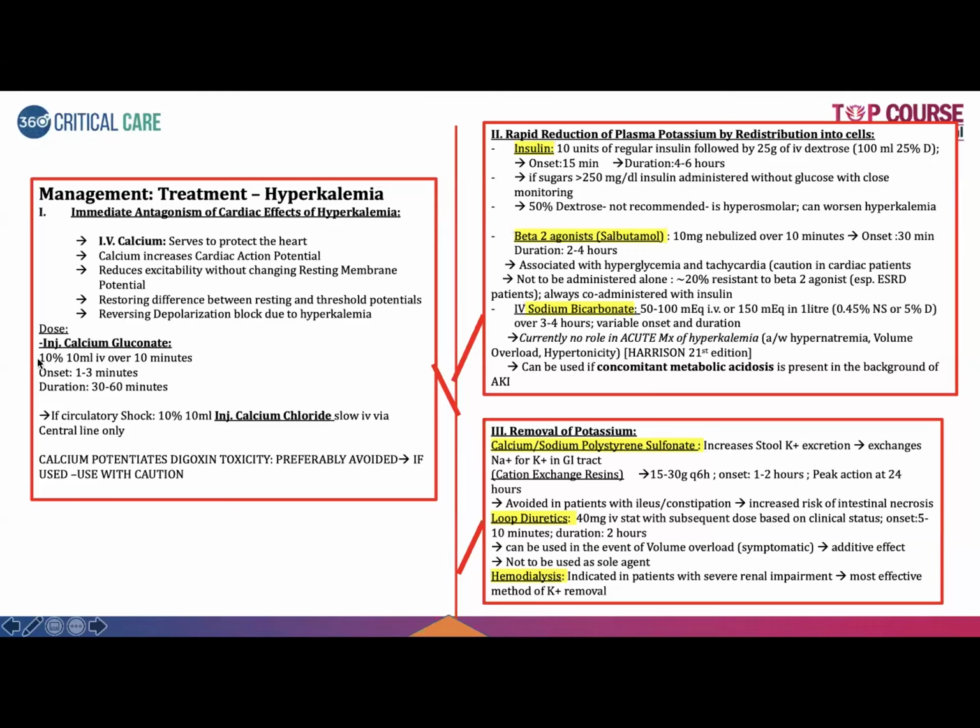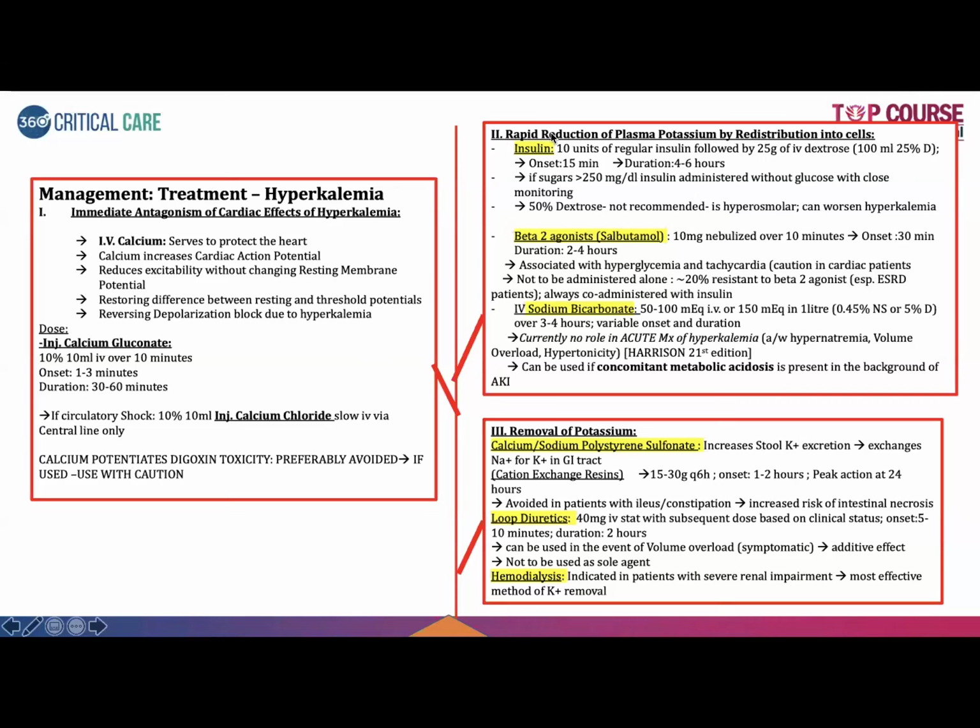So how should it be given? 10% calcium gluconate, 10 ml over 10 minutes. Okay, and onset of action is very quick, 1 to 3 minutes, and it persists only for 1 hour. So remember, within 1 hour, you'll have to make sure other measures are instituted. Calcium chloride has a higher concentration of calcium. Also remember, calcium potentiates digoxin toxicity. So if the patient is on digoxin, you need to be very careful when you're giving IV calcium.